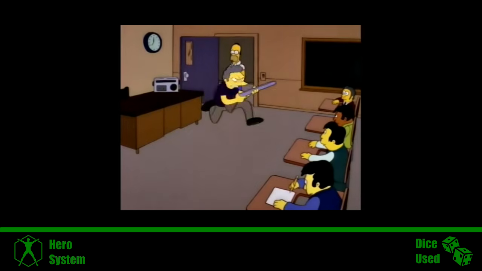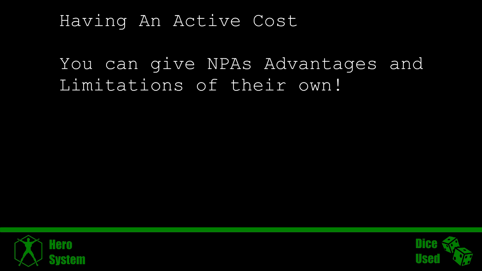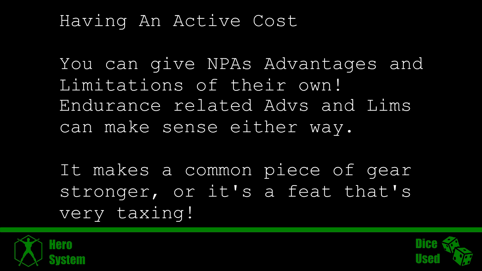To the second point, since it has an active cost, this also means you can add advantages and limitations to it. Costs no endurance being the most reasonable option for advantages, and limitations can represent that there's extra effort needed to do this exceptional feat, such as increased endurance.